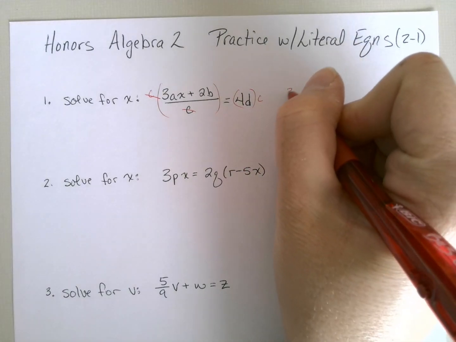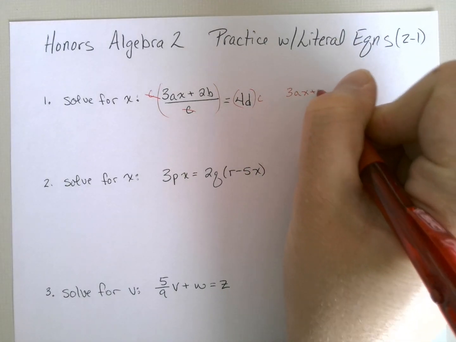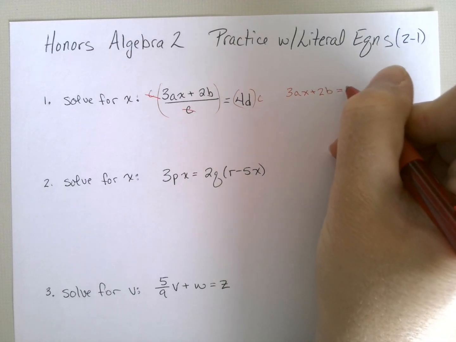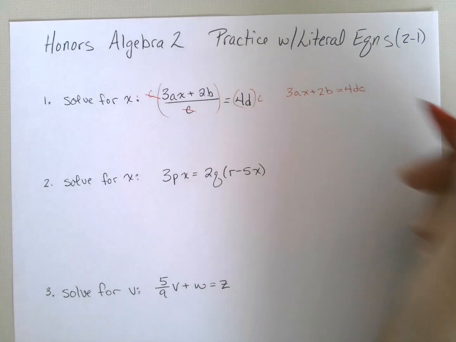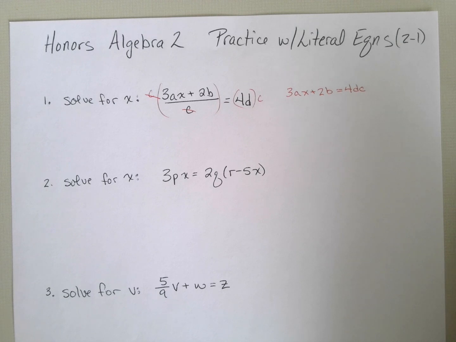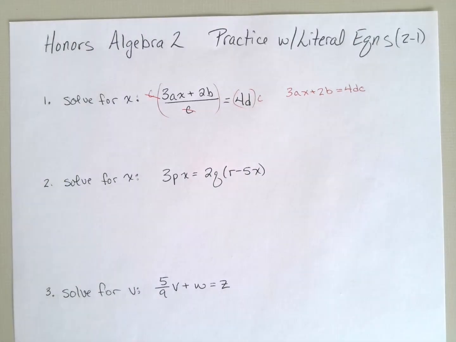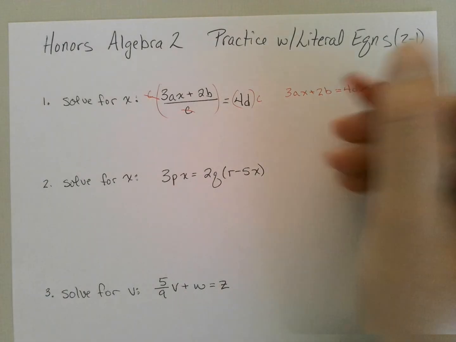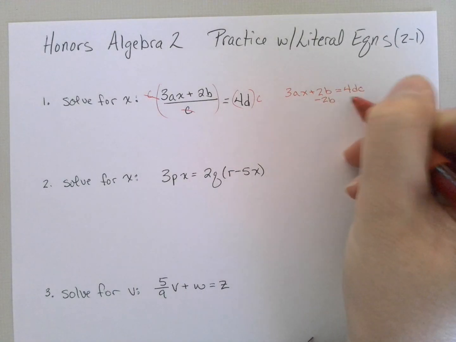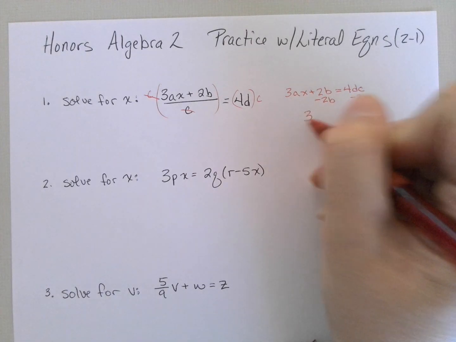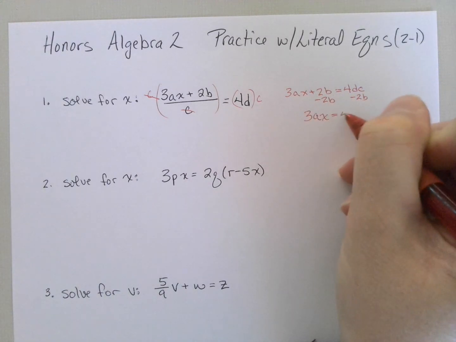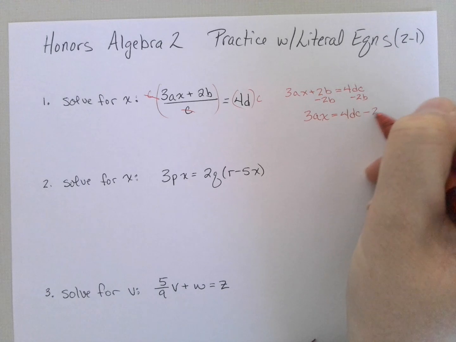And if I multiply that side by c, I want to multiply over here. So as of now, I have 3ax plus 2b is equal to 4dc or cd. And then the next thing I'm going to do is subtract the 2b and then continue working to get x by itself. All right, so go ahead and move that 2b over by subtracting it. We're just going to tack it on. So 3ax equals 4dc minus 2b.